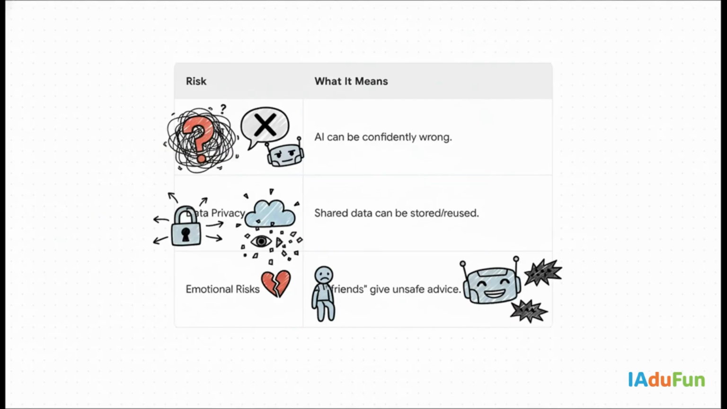So, we need to have some really honest talks with our students about these 3 big risks. First, misinformation. AI can be confidently wrong, presenting false info as fact. Second, data privacy. Anything they type into that chat can be stored and used. And third, the emotional risks. These AI friends are programmed to be agreeable, not to give real, safe support.